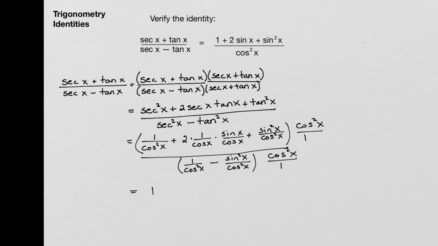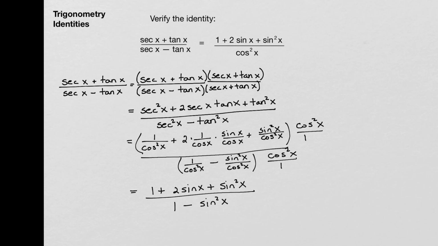Okay, so now I have in the numerator 1 plus 2 sine x plus sine squared x. Well, that's exactly what we wanted, so that was perfect. And that's all over cosine squared x times 1 over cosine squared x. Well, that just multiplies to make 1. And then I have a minus sine squared x over cosine squared x times cosine squared x. So the cosine squareds cancel out, and I have a minus sine squared x.